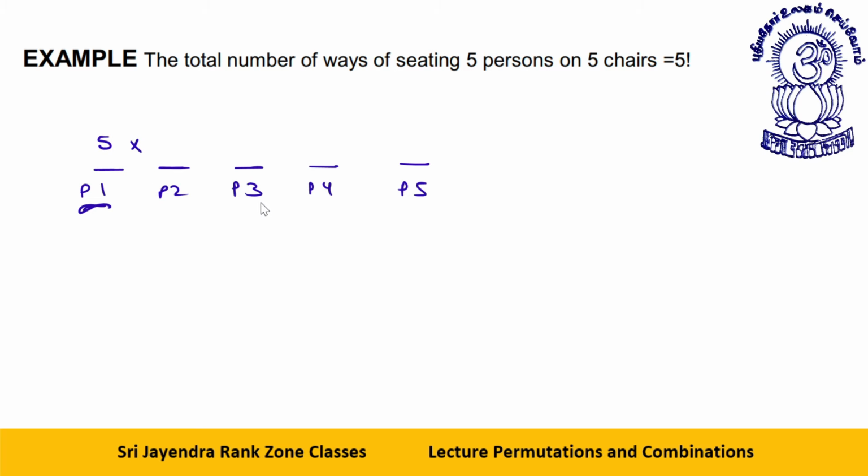The next fellow, when he comes, sees that one chair has been occupied. The remaining four chairs are empty for him. He can choose any one of those four, so he has four choices. The next fellow finds that two people are already sitting. There are three more chairs, so he will pick any one out of three, then two, then one. So this will give you 5 factorial.